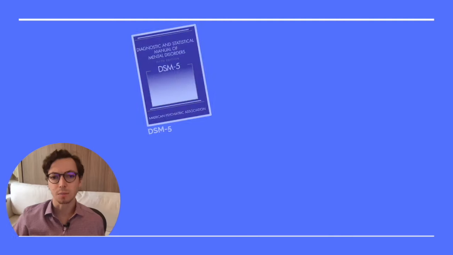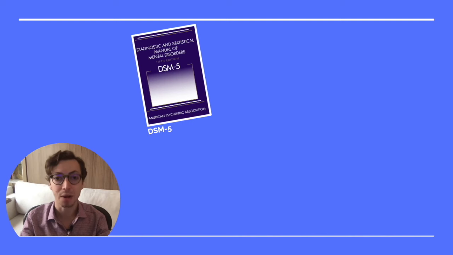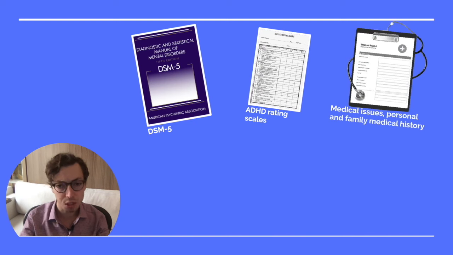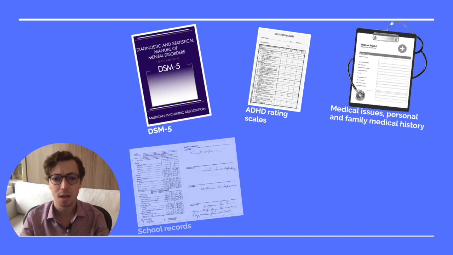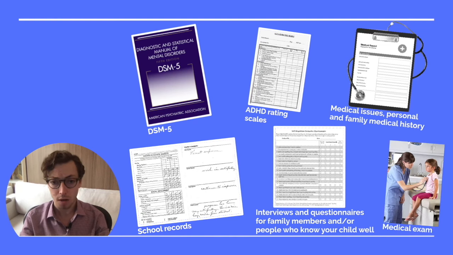A checklist of symptoms, like the ADHD criteria from the Diagnostic and Statistical Manual of Mental Health Disorders, or DSM-5, published by the American Psychiatric Association; ADHD rating scales to help collect and evaluate information about your child; information gathering such as any current medical issues, personal and family medical history, and school records; interviews or questionnaires for family members, your child's teachers, or other people who know your child well, such as caregivers, babysitters, and coaches; or a medical exam to rule out other causes for symptoms.